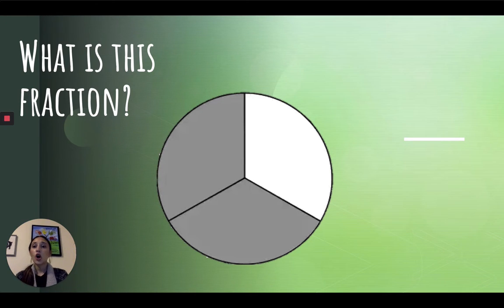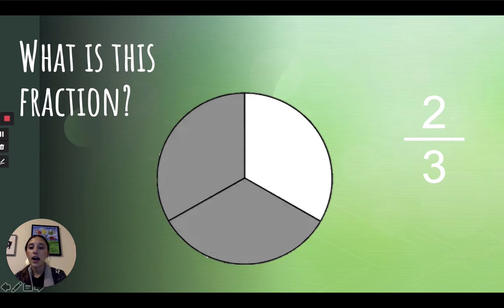All right, so I want you to look at the gray shaded area, and I want you to tell me, what is this fraction showing? Yeah, so this fraction is showing 2/3. How do I know that? How do I know it's showing 2/3? Well, I'm going to first look at how many parts are shaded in that are gray.